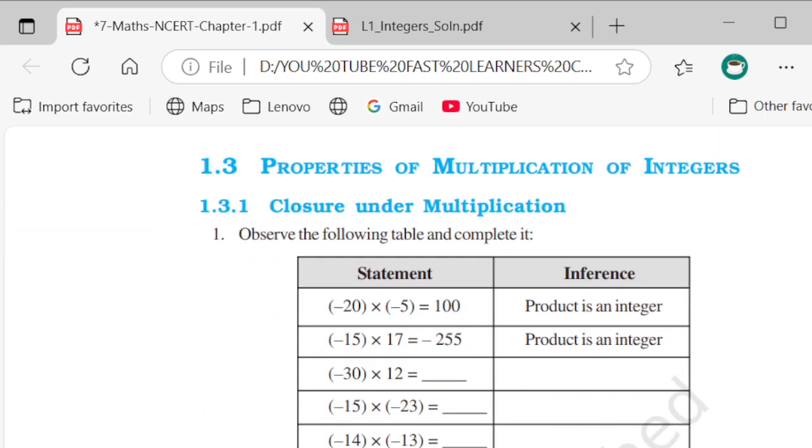Let's see the next one. Property of multiplication of integer, closure under multiplication. See, minus 20 multiplied by minus 5, answer is 100. So here any two negative numbers you multiply, you get a positive answer. So product is an integer.